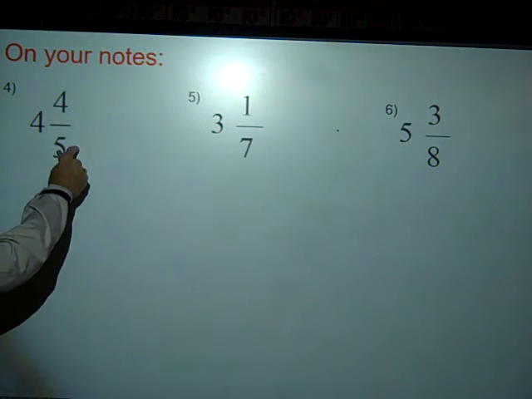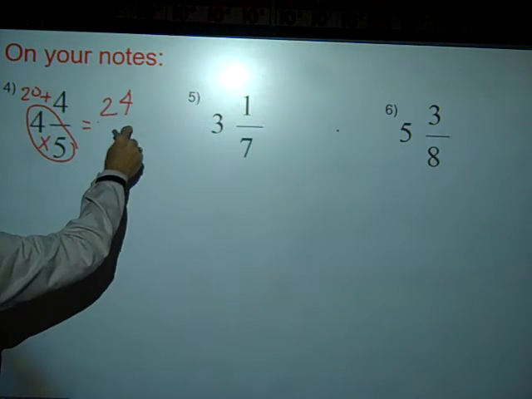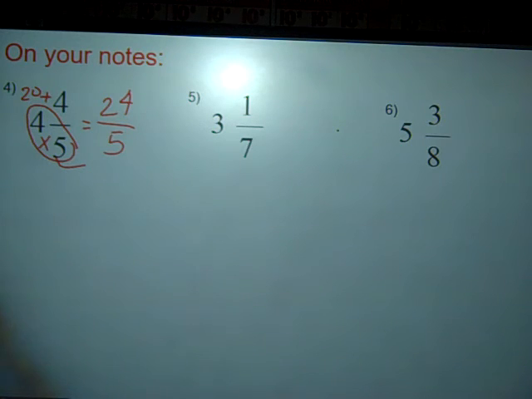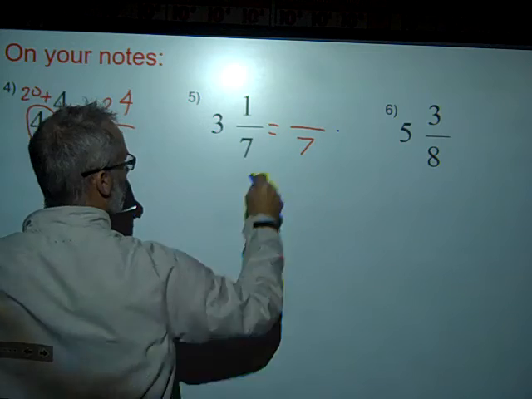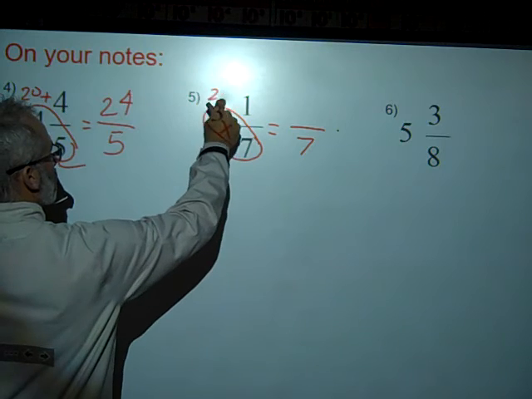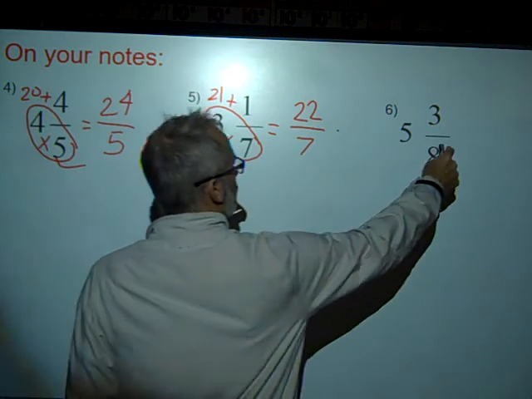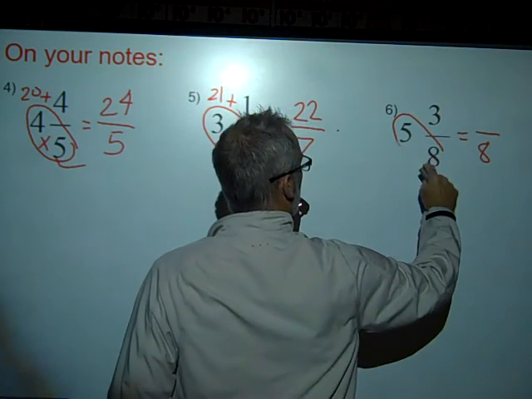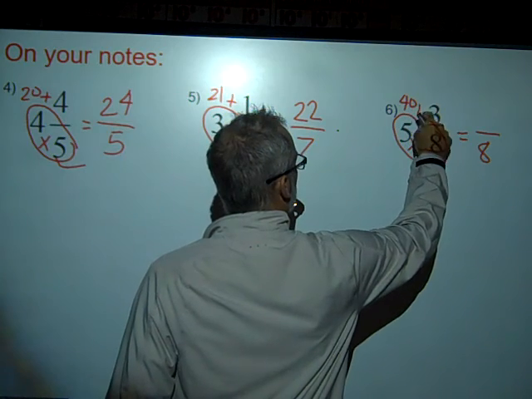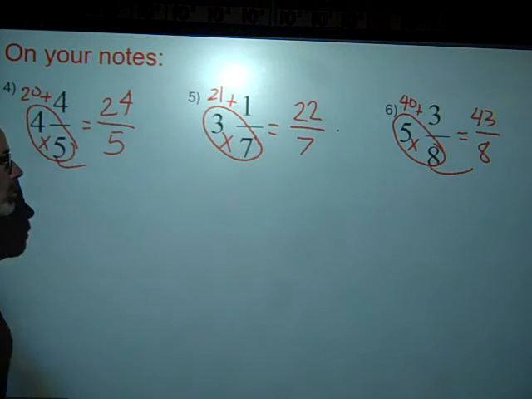So 4 and 4/5. Multiply 4 times 5, 20. 20 plus 4 is 24 over the denominator. If I think about it this way, I already know the denominator 7 won't change. So now I just find out what my numerator is. 3 times 7, 21, plus 1, 22. 22 sevenths. Over here, I know my denominator won't change. 8 times 5 is 40, plus 3 is 43 over the 8. And that is how we convert a mixed number to an improper fraction.